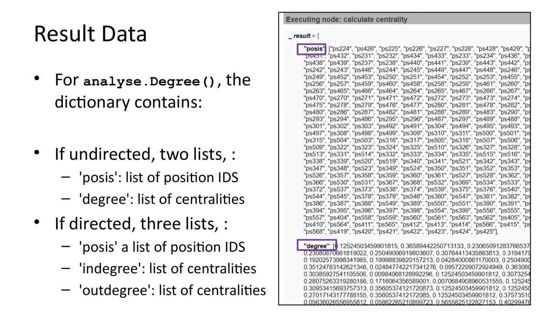If the network is directed, the dictionary will have two additional lists. The first list is the degree centrality values for incoming edges, which can be retrieved using the in-degree key. The second list is the degree centrality values for outgoing edges, which can be retrieved using the out-degree key.